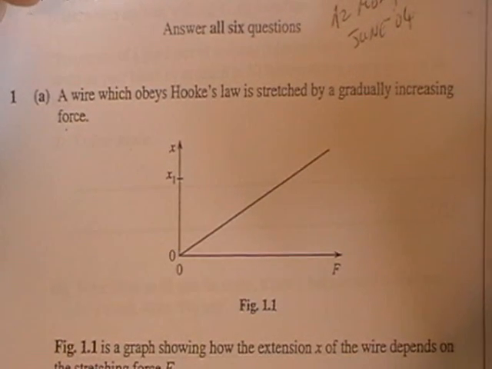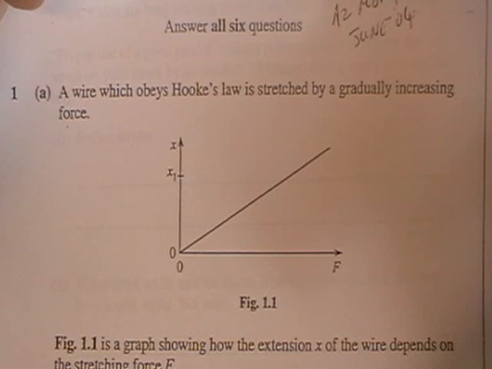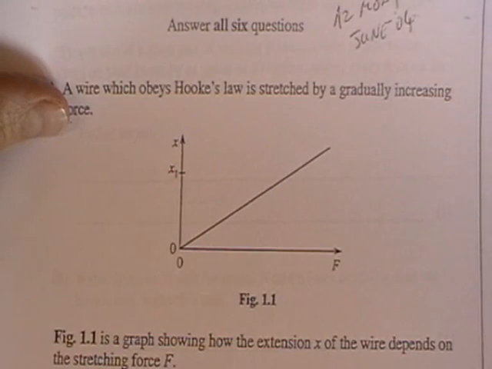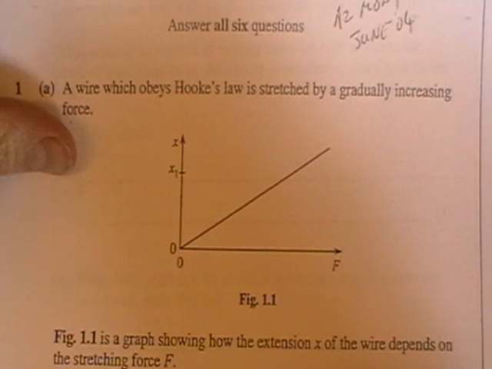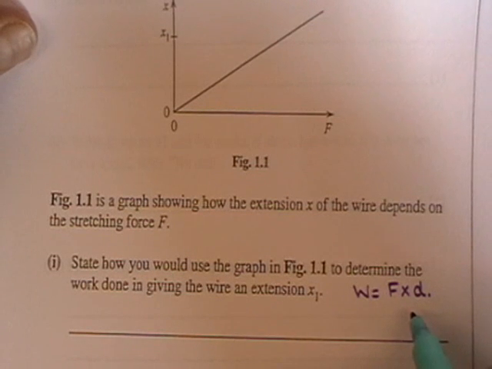Figure 1.1 is a graph showing how the extension x of the wire depends on the stretching force F. State how you would use the graph to determine the work done in giving the wire an extension x1. Now you know work is force by distance. And therefore the work done in extending the wire, if you're putting a force on it and it's going a distance, which is the extension, then you can tell, okay, the work is force by the distance, but you have to take the shape of the graph into account.